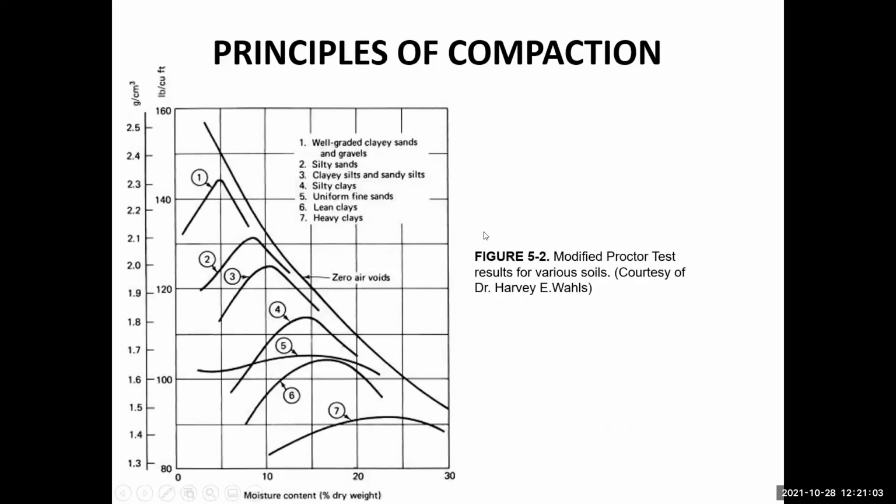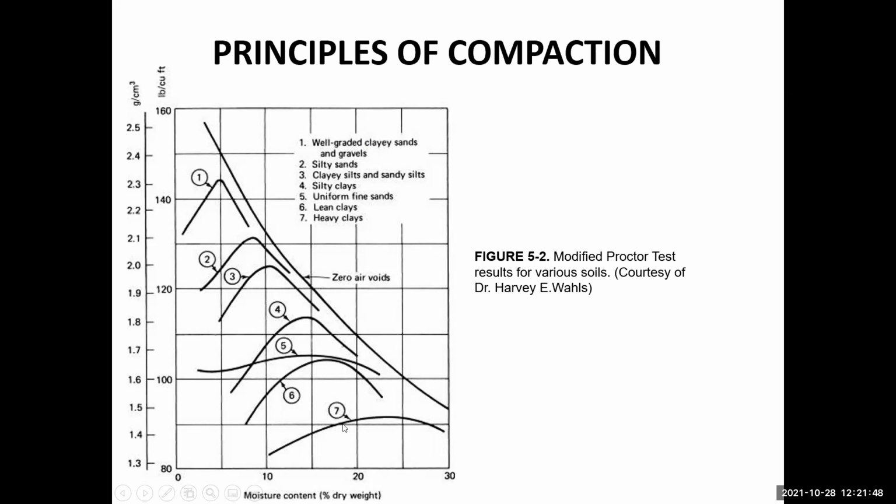On the other hand, what we have over here is that different types of curves may be achieved for different types of soil. So here you can see that curve number 1 has a very unique optimum moisture content. The curve increases very sharply and then decreases very sharply before or after the optimum moisture content level. So this curve is for a well-graded clay, sand and gravel. So this means that it is relatively easier for these kinds of soils to compact.